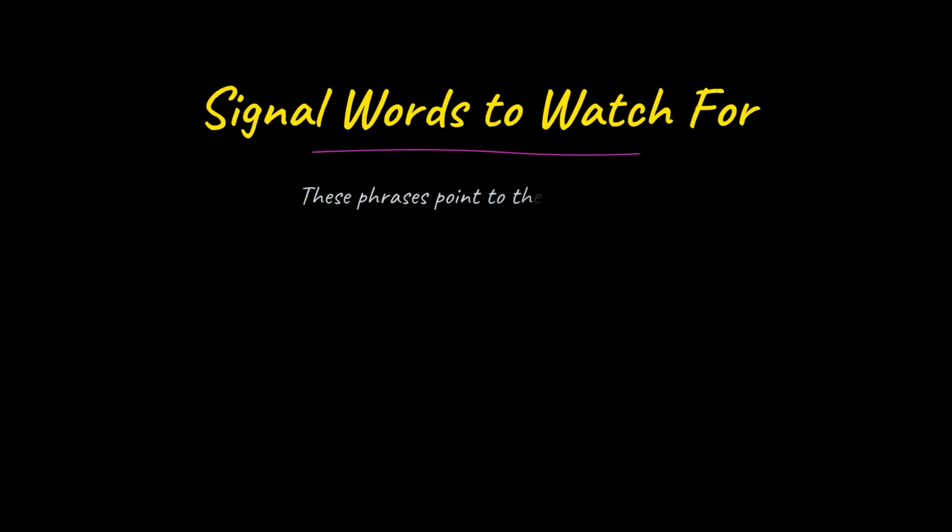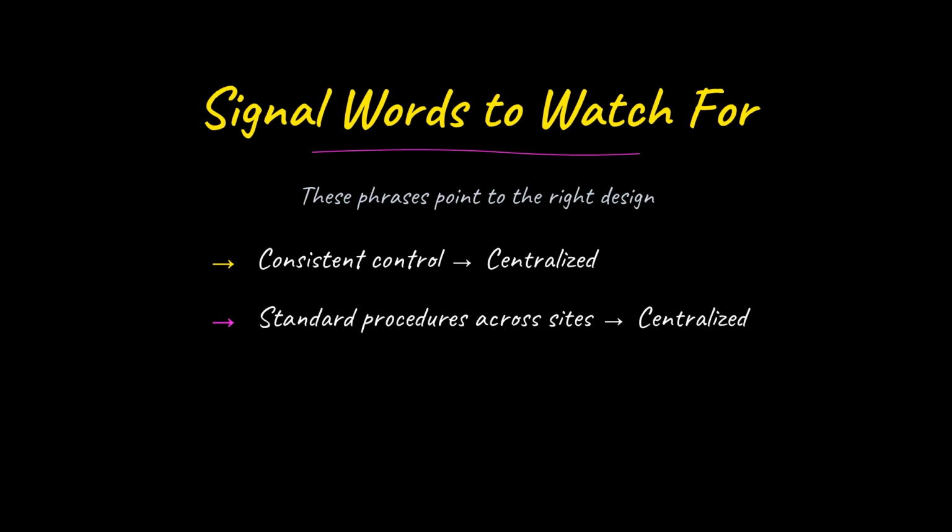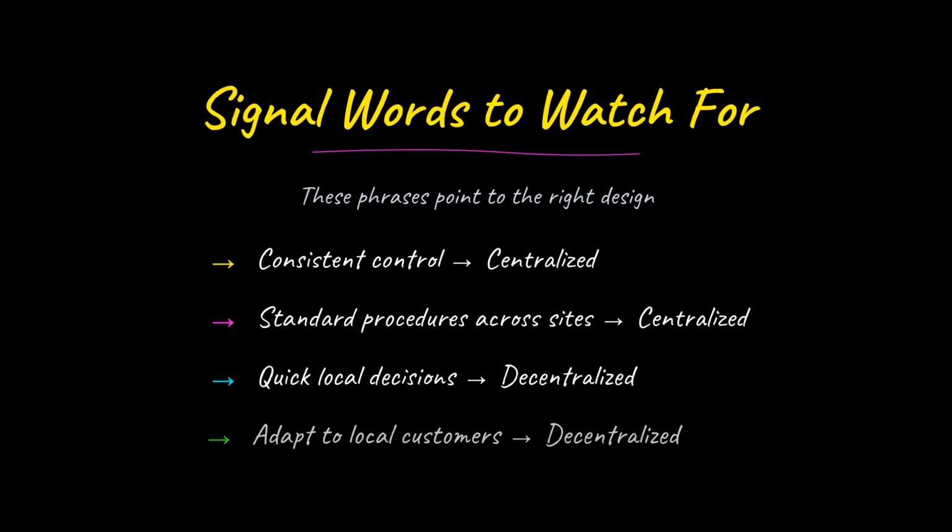The scenario usually signals the answer. Phrases like consistent control and standard procedures point to centralization, while quick local decisions and adapt to local customers point to decentralization. Identify which the business values more: uniform control or fast local response, and the design follows directly.